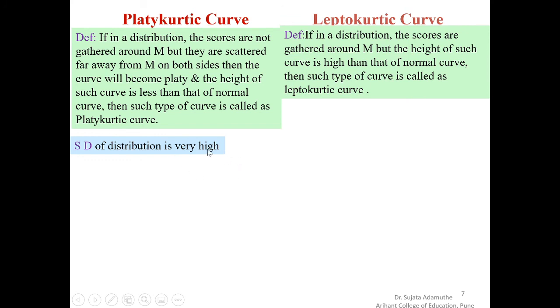Obviously, when the height of the curve is very low compared to the normal probability curve and it is distributed on both sides like this, the SD, if we calculate, will come high. That means they have a difference between M and the scores of the other students, right? On the other side, if we calculate the SD of the other distribution, it will come very low.